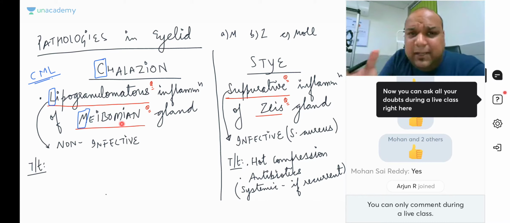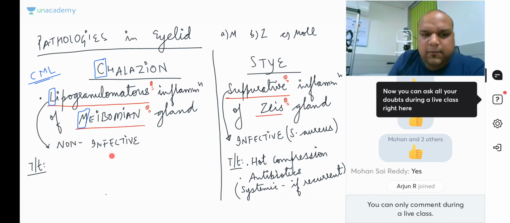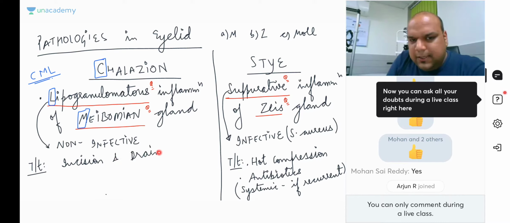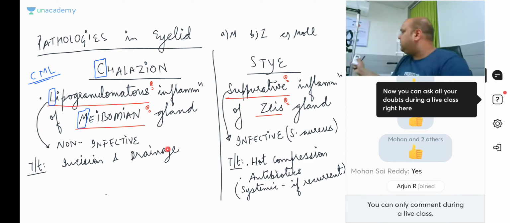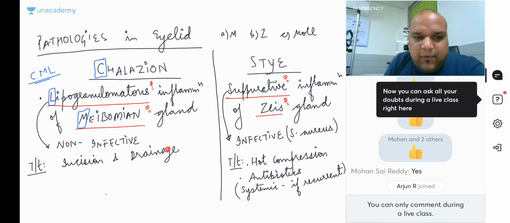Chalazion is non-infective, so the antibiotics obviously do not matter. So what should we do, everybody? We do incision and drainage. Now, what do we understand by these words? Incision and drainage. Incision means we incise. Where do we give the incision and what type of incision? Is the incision given vertically or horizontally? The first point is that the incision is given vertically.